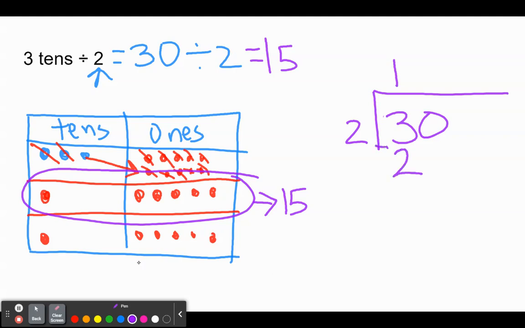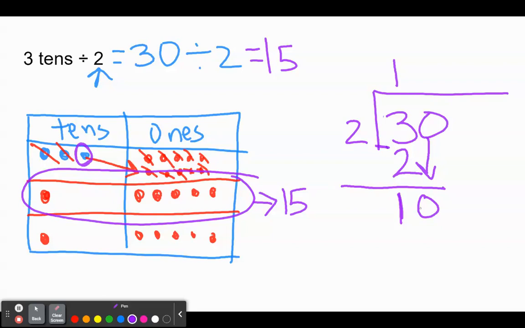Now how many tens do I have left over? I'm going to subtract 3 minus 2, which gives me 1. That represents that 1 ten that is left over. That's all we can do with that ten in the tens place. What we can do now is break that ten into 10 ones. So we turn that 1 ten into 10 ones and add that to our ones. We don't have any ones, so I can add it to our 0 ones. Now I have 10 ones.